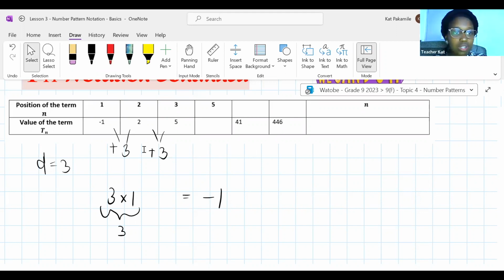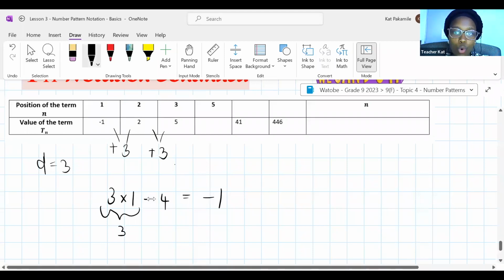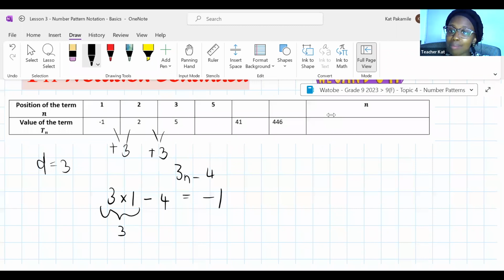Okay, guys, what are we subtracting or adding to get to -1? Thanks, Theodora. -4. Okay, so our rule is 3n minus 4. Right now we don't have time, but remember to check your answers, guys. Remember to check your answers when you have time in a test, especially. So here we're going to write Tn is 3n minus 4.